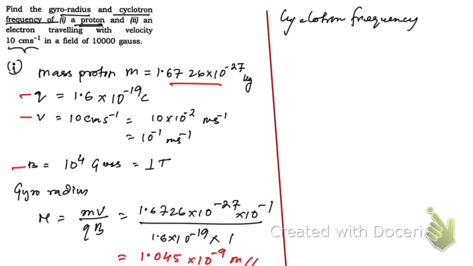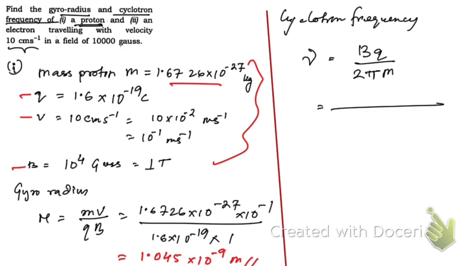So that is given by nu is equal to BQ by 2 pi m, right? So let's put those values we are given here. If you put those values, then what you're going to have is 1 into 1.6 into 10 to the power minus 19, divided by 2 into 3.14 into 1.6726 into 10 to the power minus 27, right? That's what we're going to have.